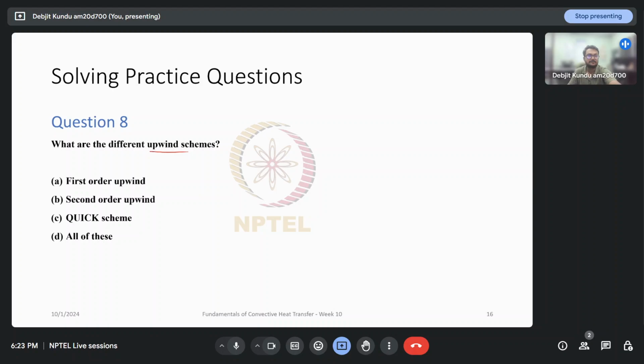And the simple answer to that is all of these. So these are all different ways of solving problems in an upwind manner.